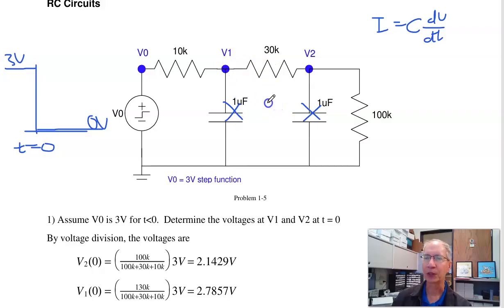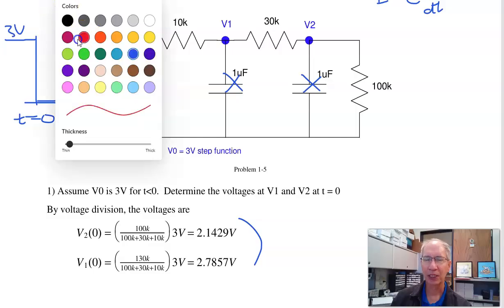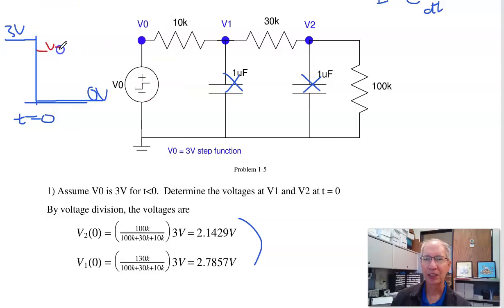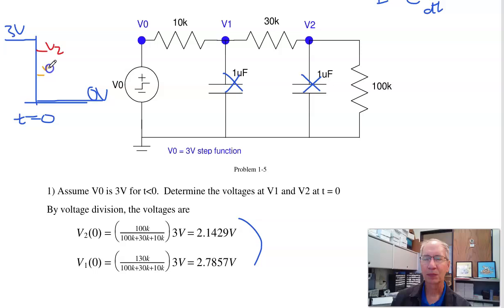And there's a couple ways to do it. Voltage division is one way. But regardless, here are the initial voltages. Okay, so I know V1 at t equals 0, let's do that in red. And I know V2 at t equals 0, how about orange? I misspelled V1.